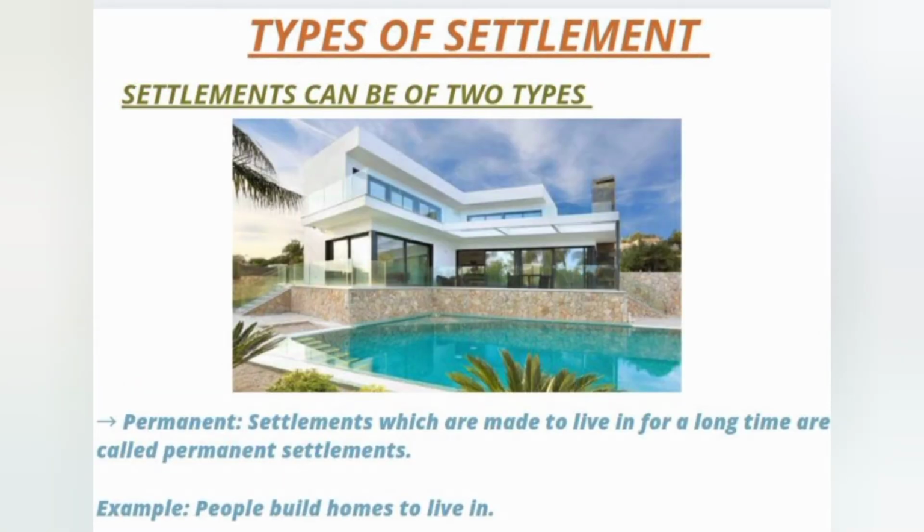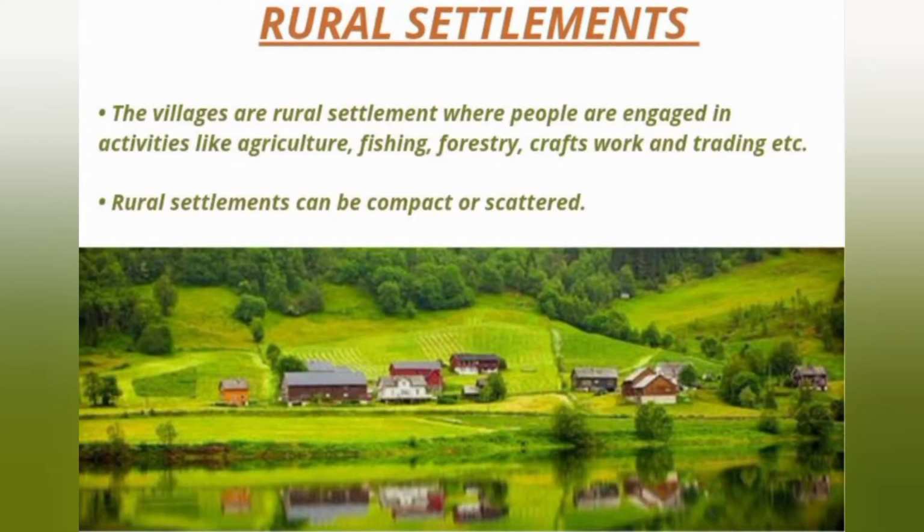And the second one is permanent settlement. Settlements, which are made to live in for a long time, are called permanent settlement. Example: people build homes to live in. Now we will discuss rural settlements. The villages are rural settlements where people are engaged in activities like agriculture, fishing, forestry, craft work, and trading, etc.